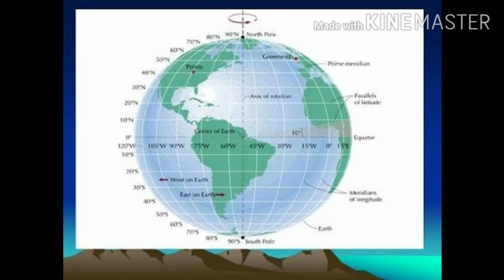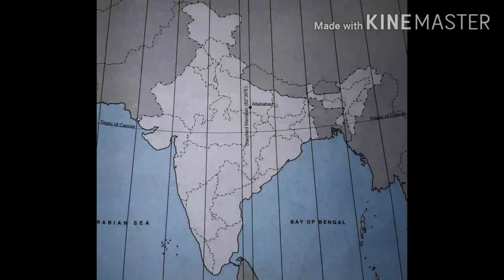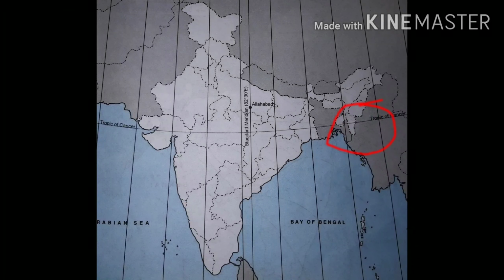And you cannot draw a straight line as a Tropic of Cancer. The line must be a bit curved, because all the latitudinal lines present on the surface of the earth are curvilinear. They are not straight lines. Therefore, you have to draw a bit curvilinear line as Tropic of Cancer. It passes through Gujarat, and on the other side it passes through Mizoram state. So it can be easily drawn.